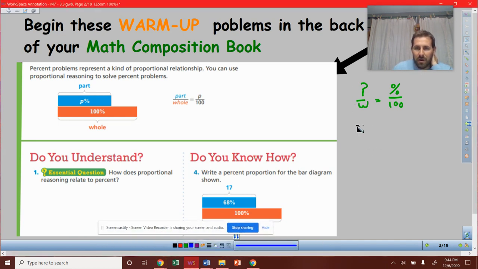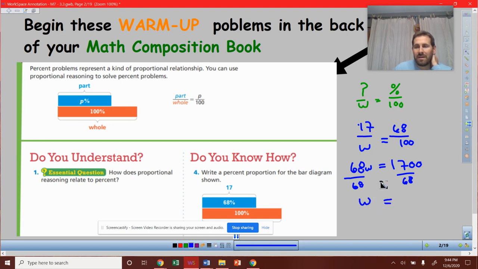So we know the part is 17. We don't know what the whole amount is. We know the percentage is 68 out of 100. So then if you remember, we cross multiply, we're going to get 68W equals 17 times 100. That's 1,700. Okay. So then we can go ahead and divide by 68 and divide by 68 to get W by itself.